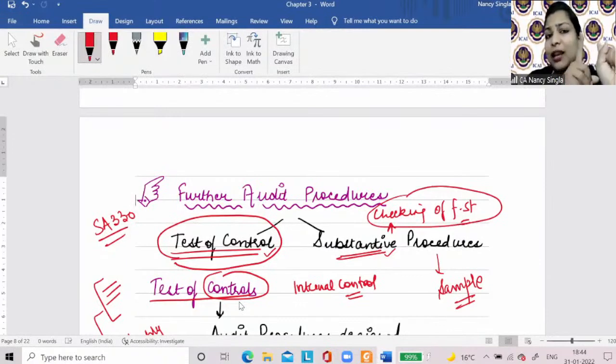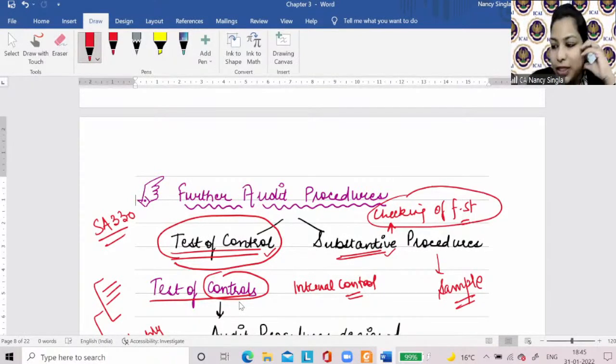So my first point is, when I will check the test of control: when under SA 315 the auditor intends to rely on internal control. If he decides there that he will not rely, then why waste time and team in order to test internal controls? Okay. And secondly, when applying only substantive procedures will not give me sufficient appropriate audit evidence.